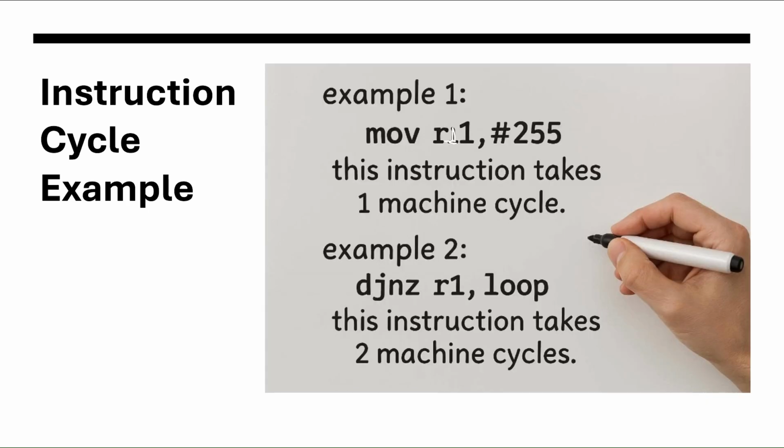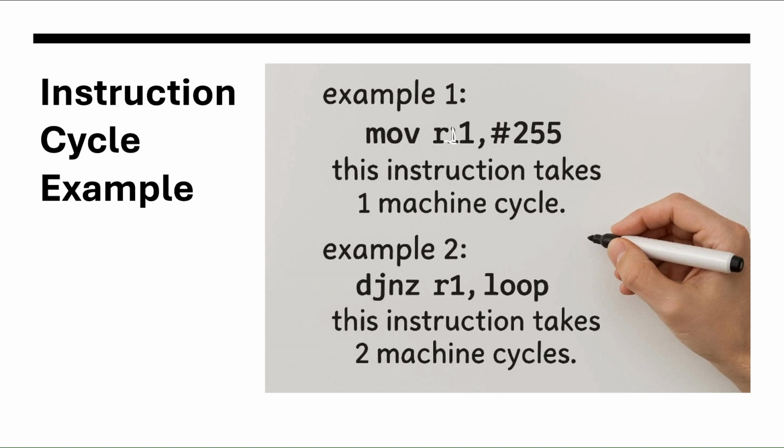Instruction cycle example. Now let's see 2 common instructions. Example 1. MOV R1, #255. This instruction takes 1 machine cycle. Example 2. DJNZ R1, loop. This instruction takes 2 machine cycles. So every time we use instructions inside a loop, we can calculate the delay time.